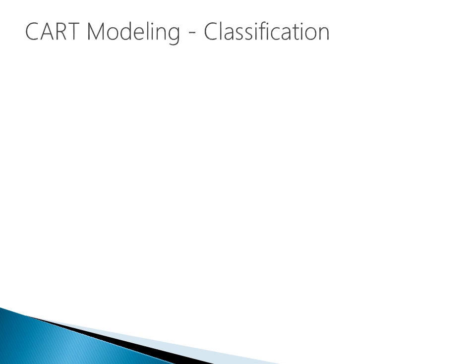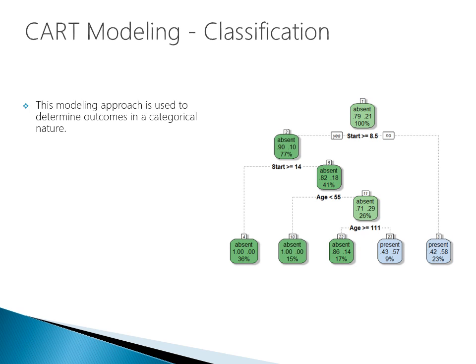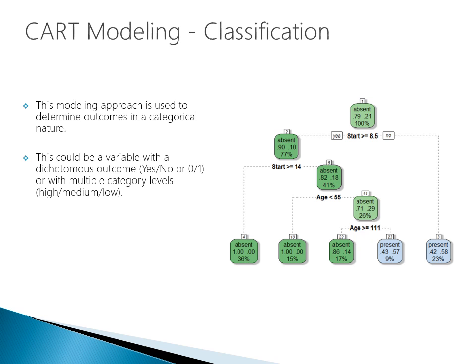We'll first talk about CART modeling in the classification tree. So this modeling approach is used to determine outcomes in a categorical nature. This would be a variable with a dichotomous outcome, a yes or no, or a 0 or 1, or in some instances, cases with multiple category levels, such as high, medium, or low.